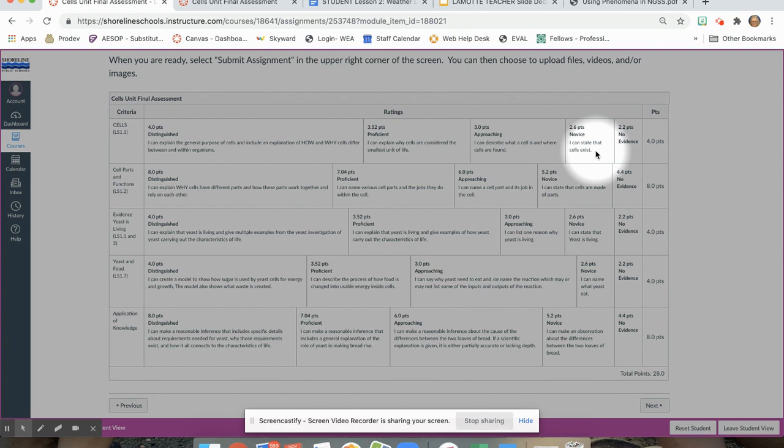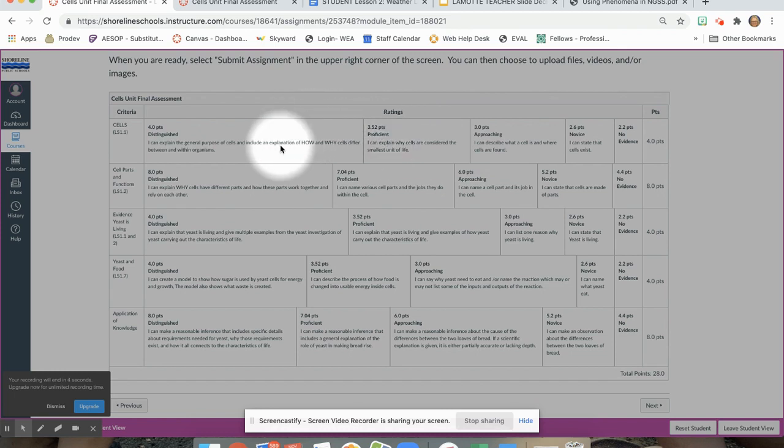So if somewhere on my assessment, either in my voice recording or something, I say something about how cells exist, I would get this amount of points. If I describe what a cell is and where cells are found, I would get an approaching standard. If I can explain why cells are considered the smallest unit of life, that would give me proficient.